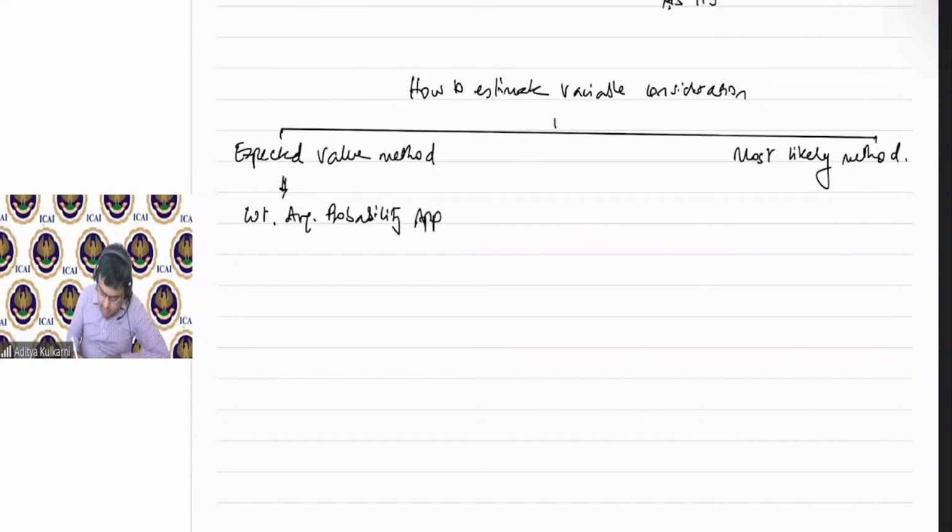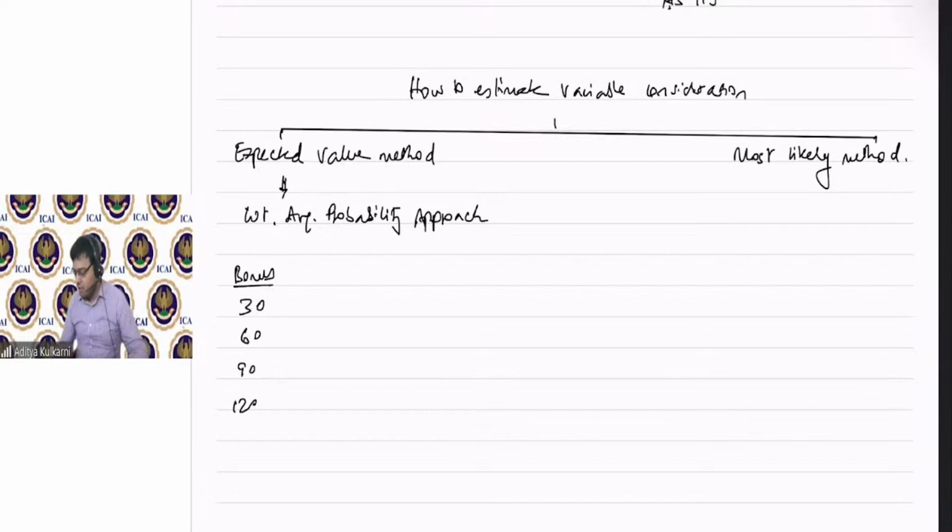Weighted average probability approach. So like in our example, the bonus was 30 crores if you complete within 4 years, 60 crores within 3 years, 90 crores within 2 years, and 120 crores within a span of 1 year.